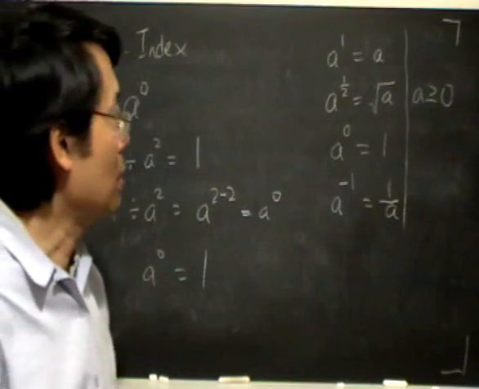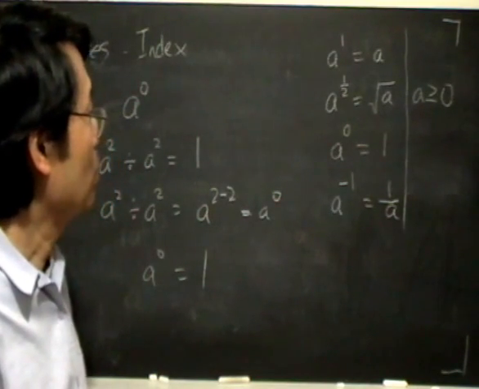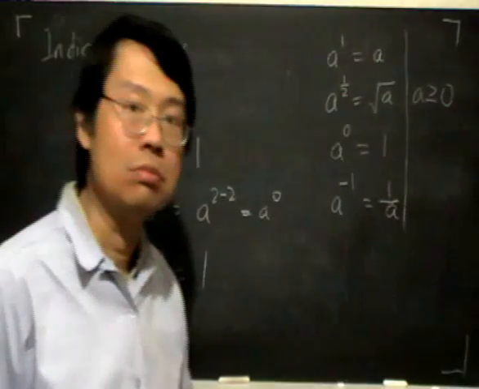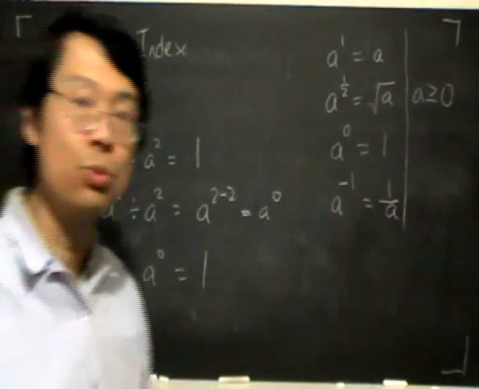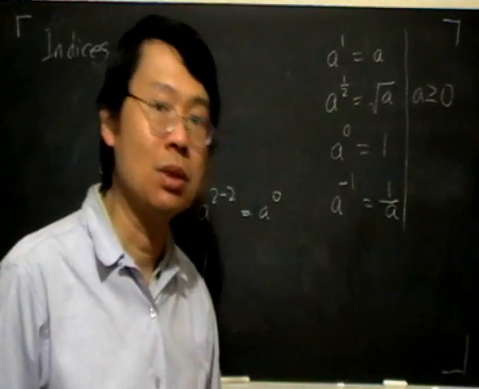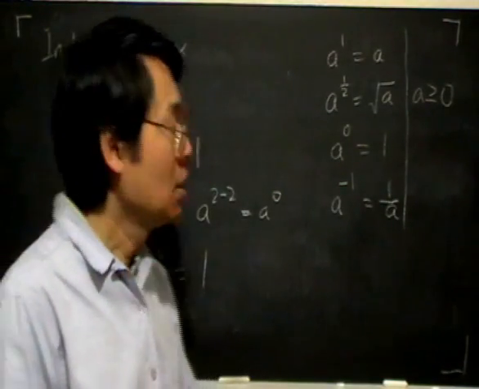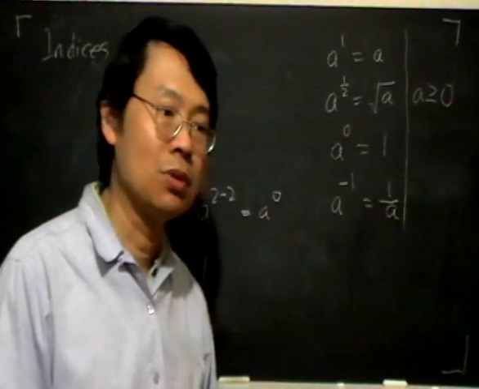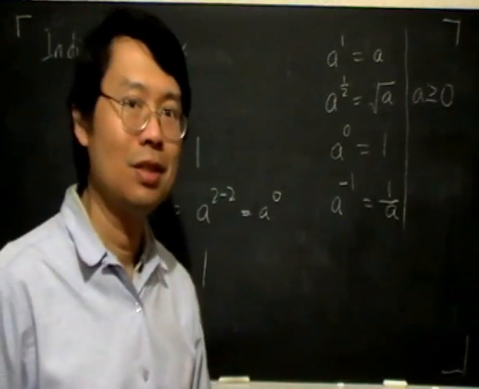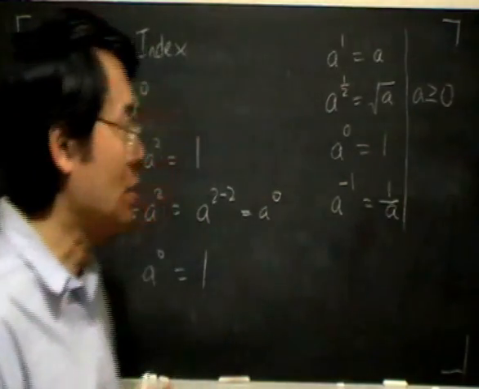And even if we have minus 1, right? Minus 1 to the power of 0 is 1. Minus 2 to the power of 0 is 1. But what about 0 to the power of 0? Can that turn into 1? Can 0 to the power of 0 become 1?